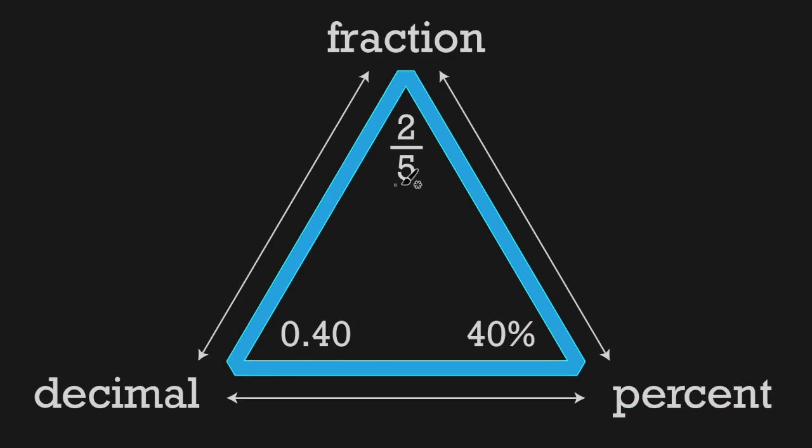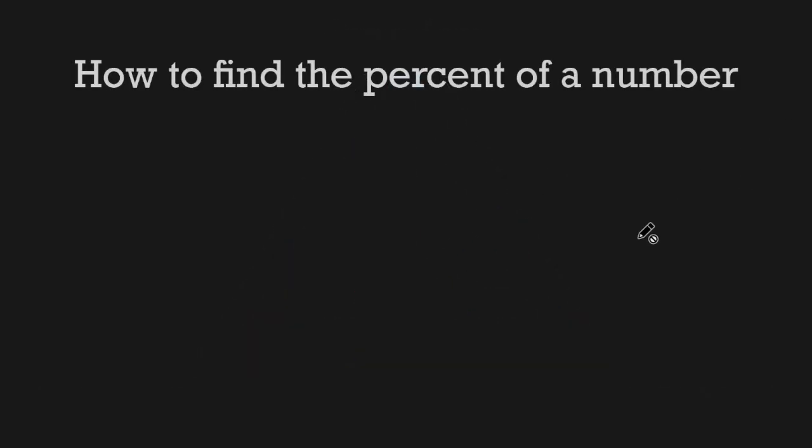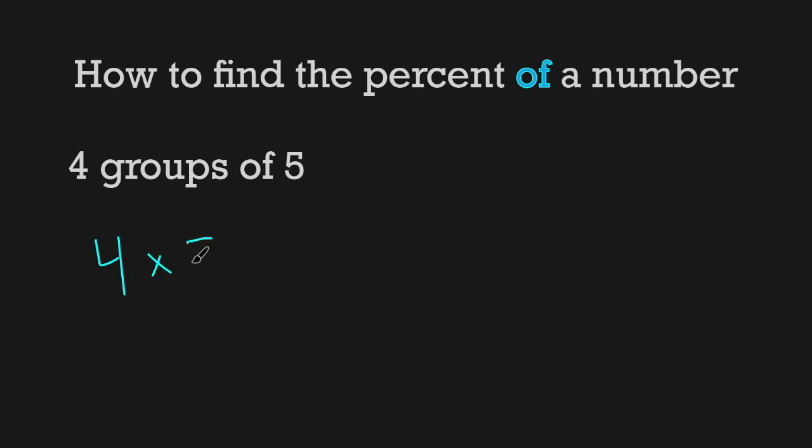It's interesting to think that every fraction that we have, we can write it as a decimal or as a percent. And in the same way, every percent that we have, we can convert it to a fraction or to a decimal. Now let's talk about how to find the percent of a number. And the key word here is of a number. If you remember from a previous video, when we have 4 groups of 5, here we are talking about multiplication. 4 groups of 5 is the same as 4 times 5. So 4 groups of 5 would be 20 people.